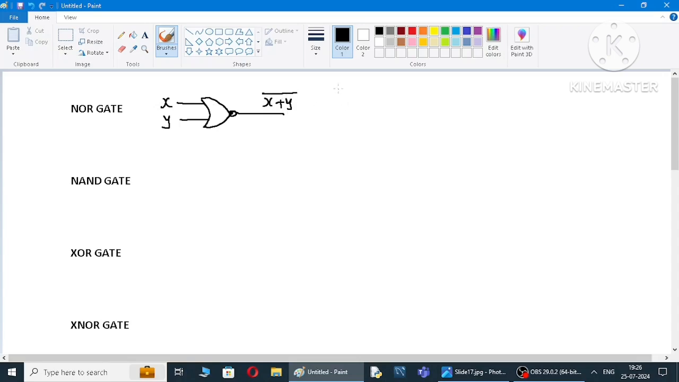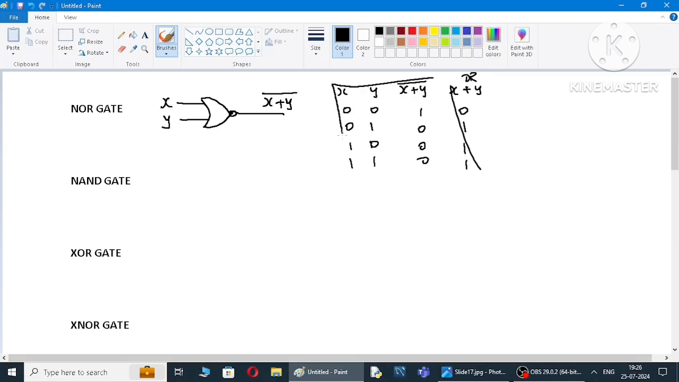So how does the truth table go? You have 4 inputs: 0, 0, 0, 1, 1, 0 and 1, 1. X plus Y complement is the opposite of OR. In an OR gate, the output is given as 0 for the first row, and the remaining are all 1s. Whereas in X plus Y complement, it is the opposite of this: 1, 0, 0, 0. So this is the truth table for a NOR gate.